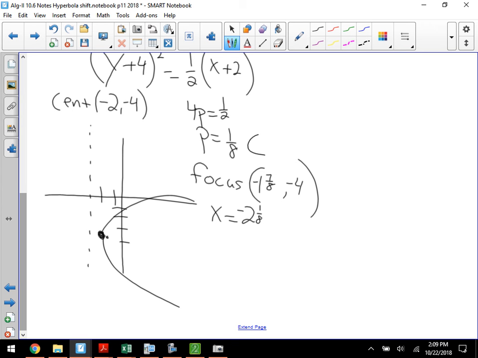Yes, ma'am. What line? It's the directrix. The directrix is the one that would go through both sides of the parabola. It's a y squared parabola, so it's got to have an x equals directrix, whereas if it's an x squared parabola, it's got a y equals directrix. The opposite of the p value.